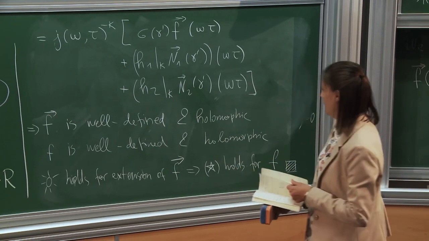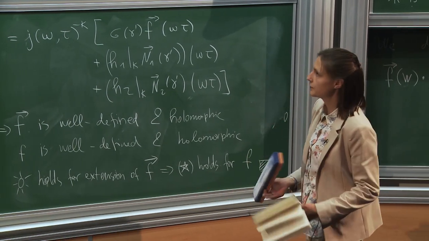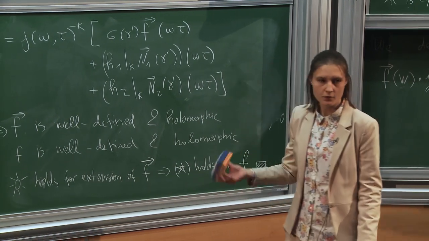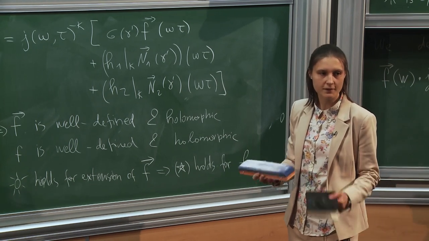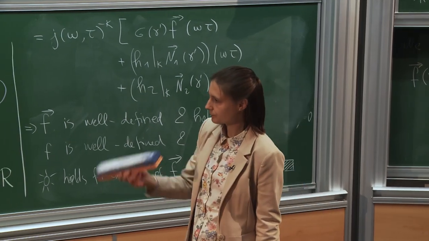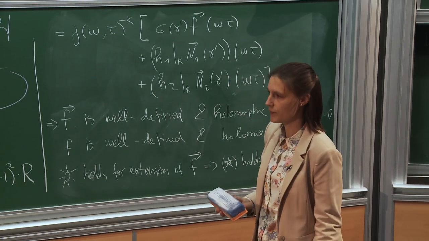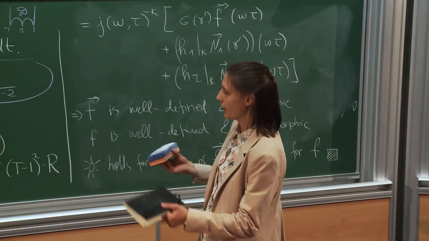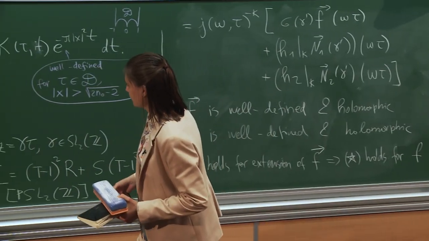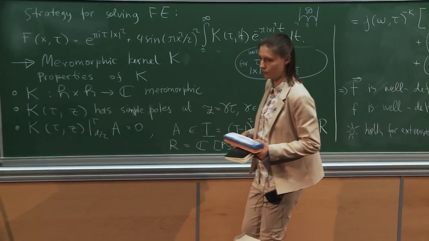And so now what I would like to do, in the remaining part, is to show that our function f capital, which we defined by a certain integral representation, indeed can be extended to an open neighborhood of this domain D, and that this extension will satisfy the functional equation. And then by combining these two results, we would obtain an analytic continuation and also the functional equation for the function f.